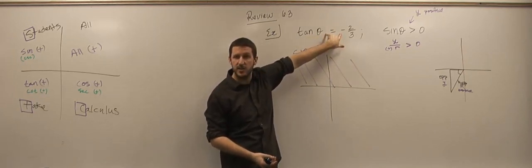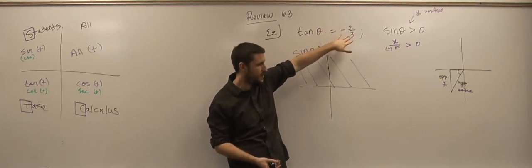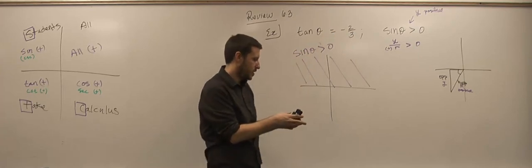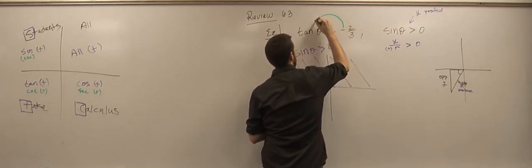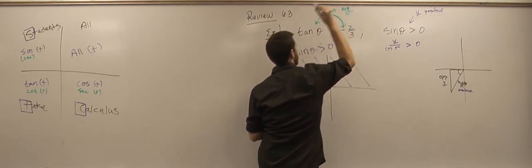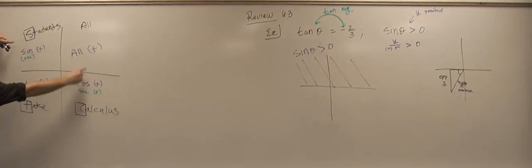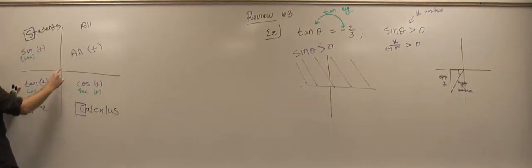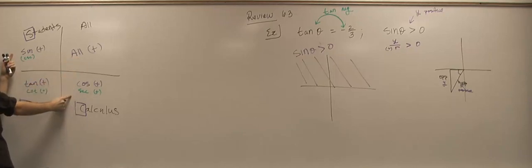Go to this tangent value. Tangent's negative. So focusing on this sign here, you know that tangent's negative. The only places tangent is negative, tangent's positive here, they're all positive here, so tangent's negative here and here.